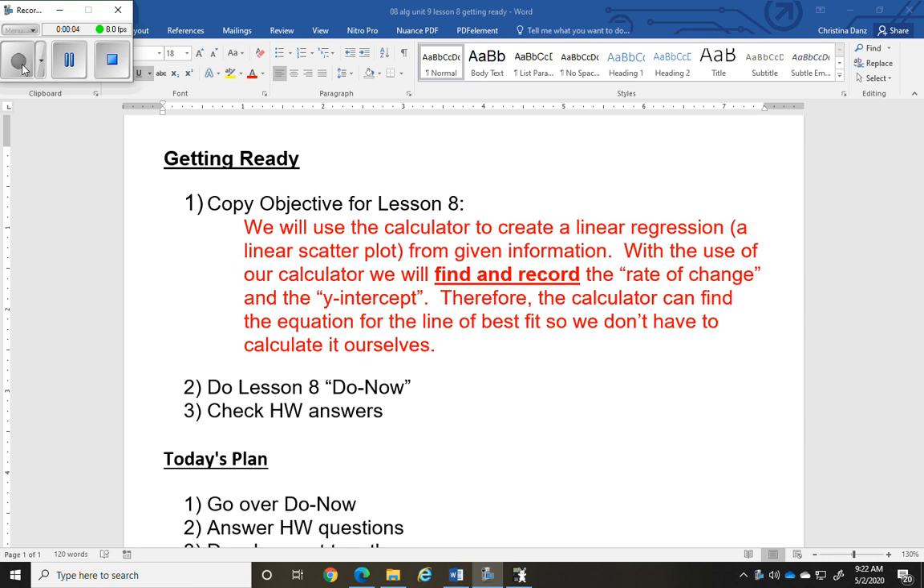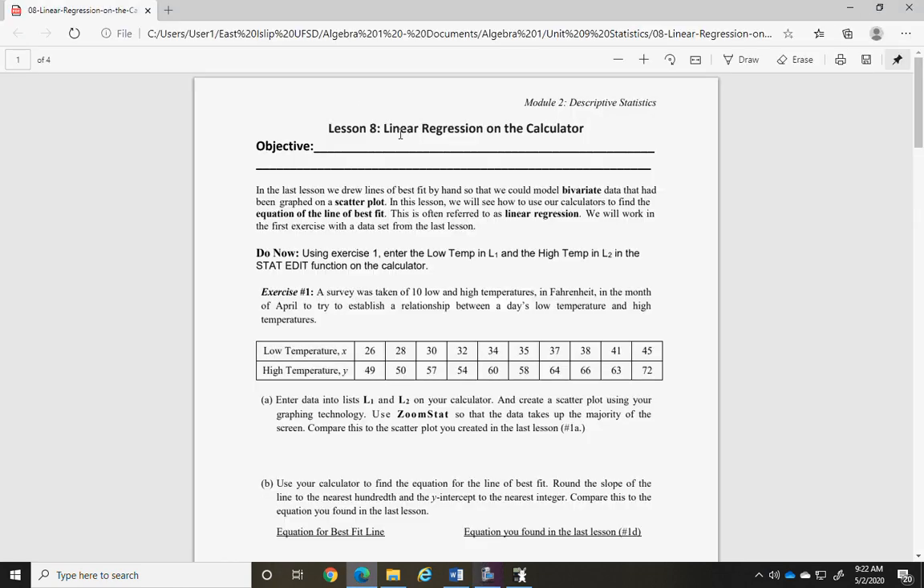So we're on lesson 8 in our statistics unit, and today we're going to be looking at how to make your calculator do a scatter plot and even write the equation for the line of best fit. So you can see that the title of the unit is linear regression on the calculator.